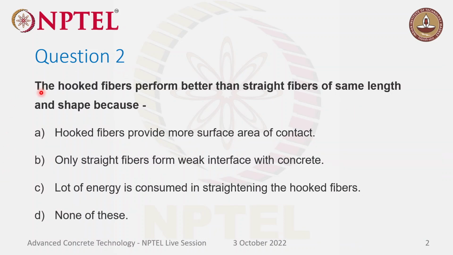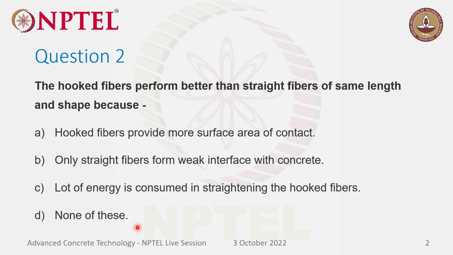Moving to question 2. The question is: hooped fibers perform better than straight fibers of the same length and shape. There is a statement, you have to find why. Option A is hooped fibers provide more surface area of contact. Option B is only straight fibers form weak interface with concrete. Option C is a lot of energy is consumed in straightening the hooped fibers. And option D is none of these. Let me start the timer for a minute. Please give your answers.